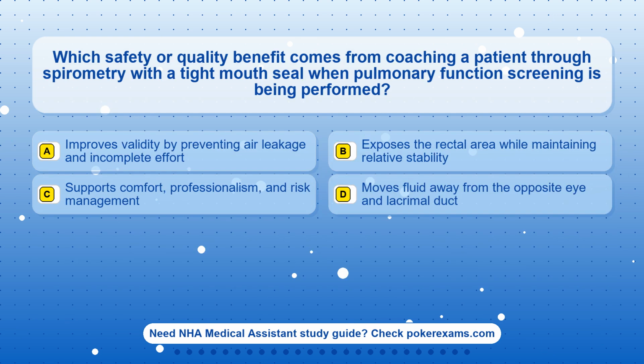Question 16. Which safety or quality benefit comes from coaching a patient through spirometry with a tight mouth seal when pulmonary function screening is being performed? Option A, improves validity by preventing air leakage and incomplete effort. Option B, exposes the rectal area while maintaining relative stability. Option C, supports comfort, professionalism, and risk management. Option D, moves fluid away from the opposite eye and lacrimal duct.